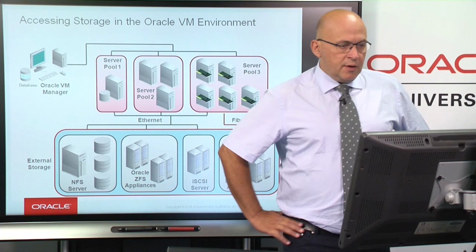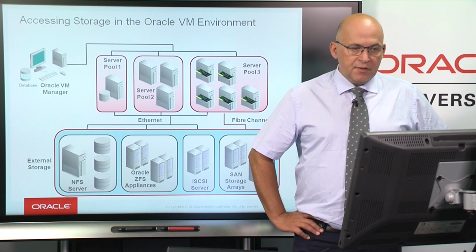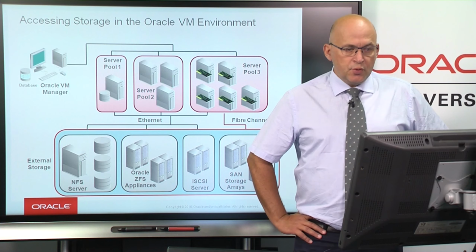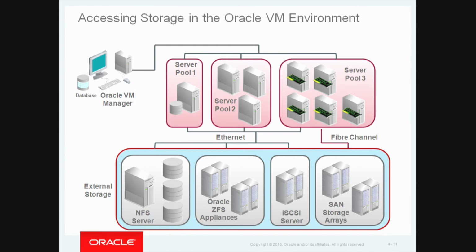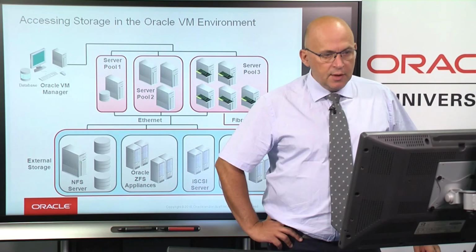So in the next slide we have 3 different pools. As you can see here, server pool 1 and server pool 2 are using maybe 3 different repositories: an NFS storage server, a ZFS appliance, and a SCSI server, on which they can create their disks. And then server pool 1 has one server which can also use a local disk in order to create its own repositories.